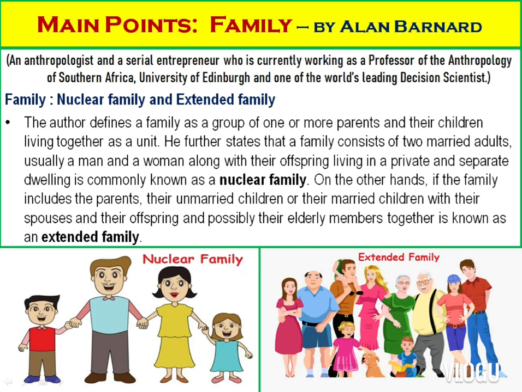Then about the main points of the passage named Family by Alan Barnard. Alan Barnard is an anthropologist and a serial entrepreneur who is currently working as a professor of anthropology of Southern Africa at the University of Edinburgh and is one of the world's leading decision scientists as well. The passage is about this. First, the passage deals with the family and types of family. They are the nuclear family and extended family.